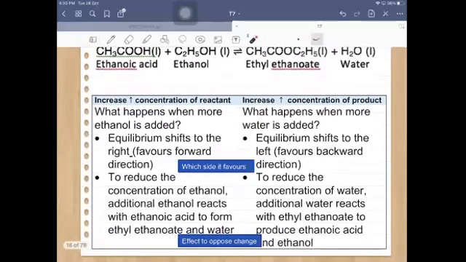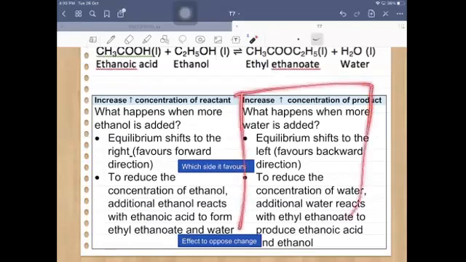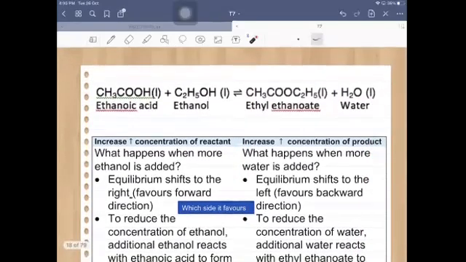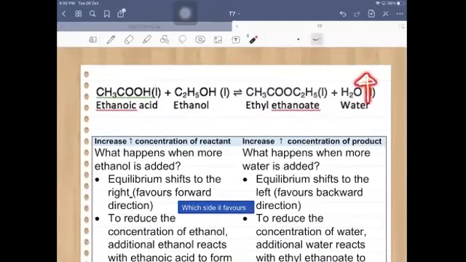Next, I hope you can follow that, and I hope that is not too different from what you have learned already in O-level. What if this time we want to increase the concentration of products? So we are now in a different scenario. We've already dealt with increasing ethanol just now. Next is we want to try to increase water. So look at here, water is increased.